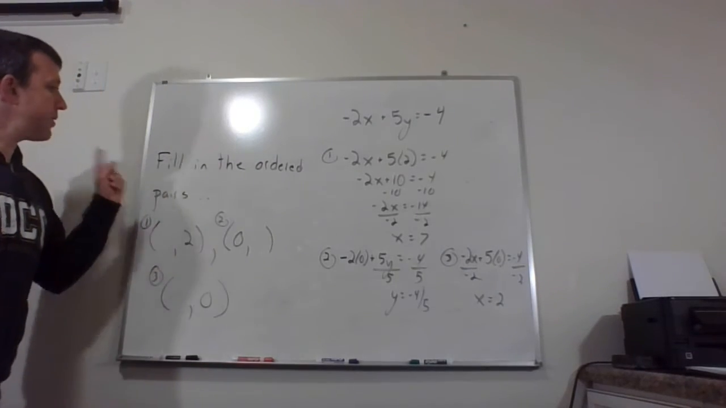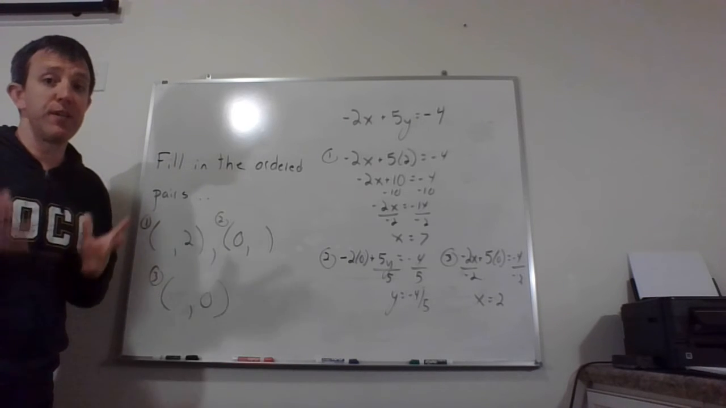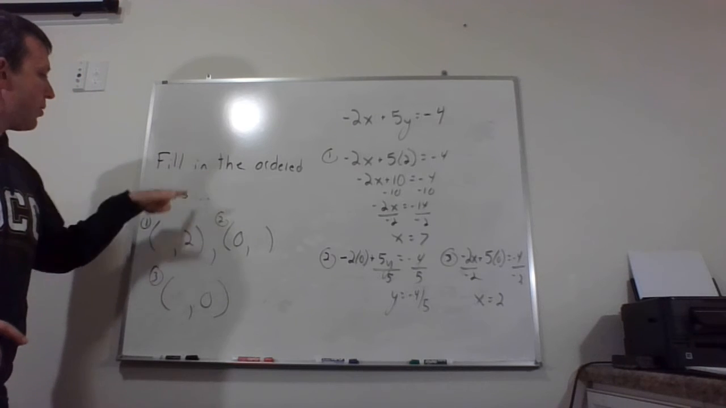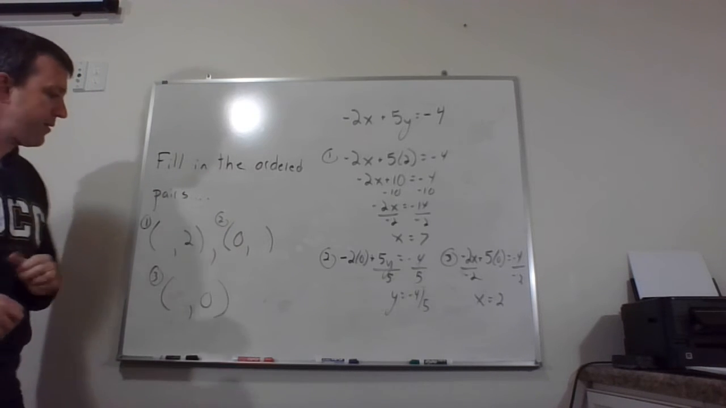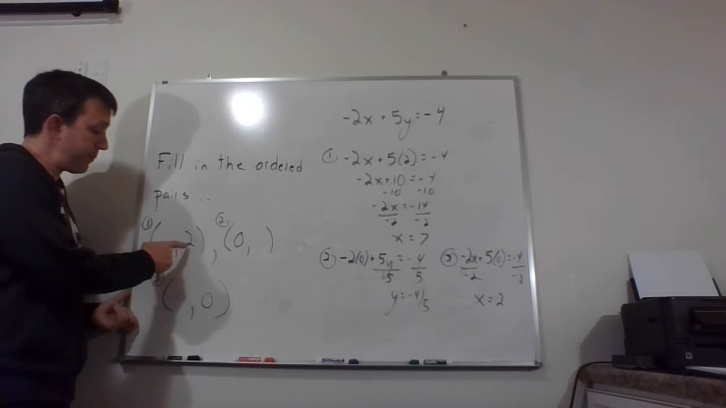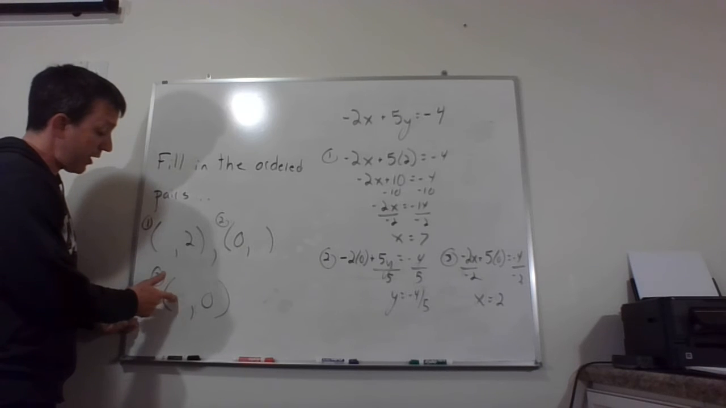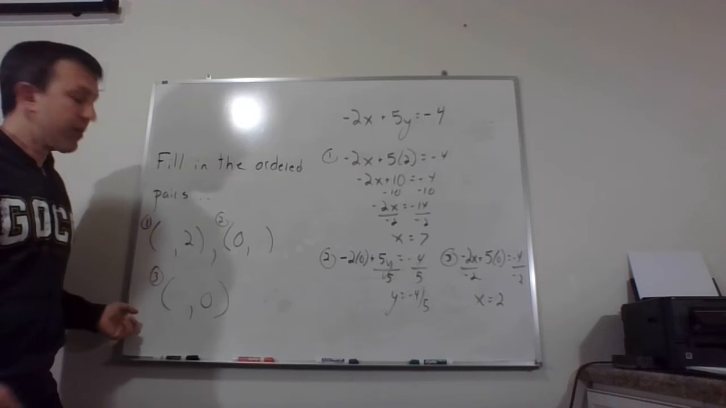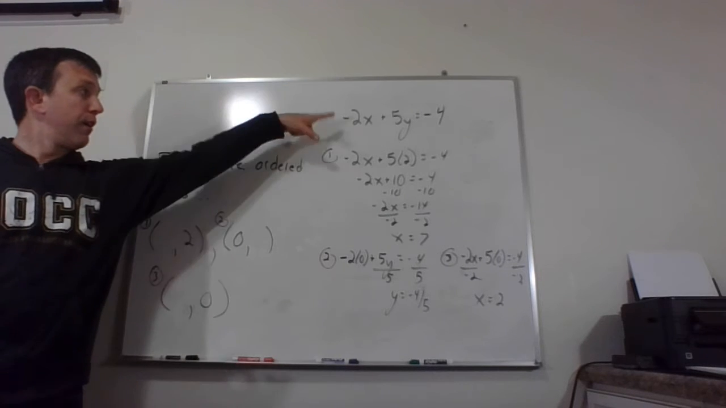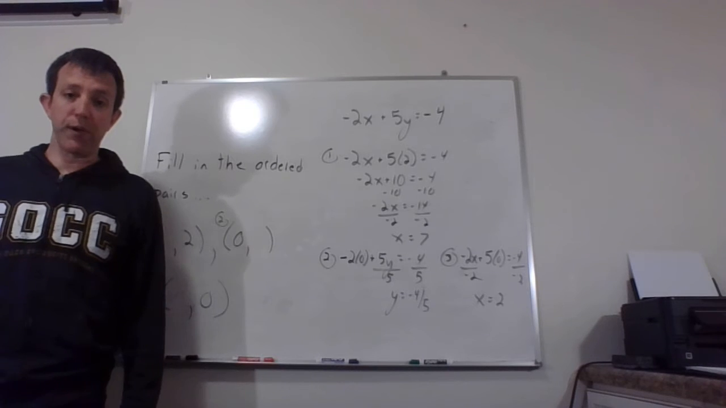All right, so here's the problem I want to do, and this will basically summarize this whole section. So this is another really quick little section. Fill in the ordered pairs. So I have 3 ordered pairs here, and you'll notice that the first one has nothing in place for x and a 2 for y. The second one has 0 for x and nothing for y, and the third one has nothing for x and 0 for y. So we want to find the missing pieces that will make these ordered pairs work for this equation: negative 2x plus 5y is equal to negative 4.